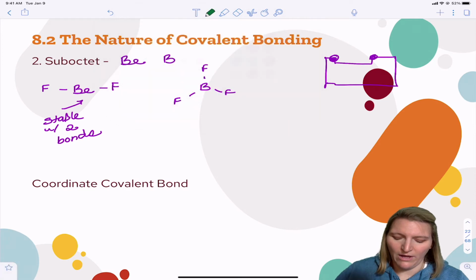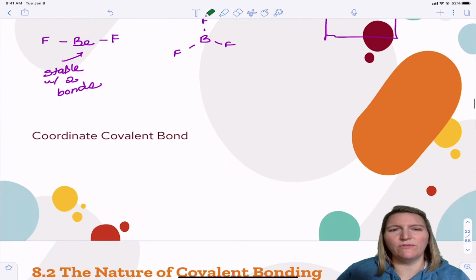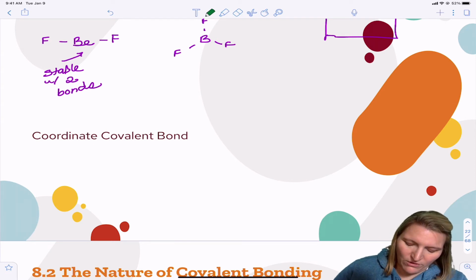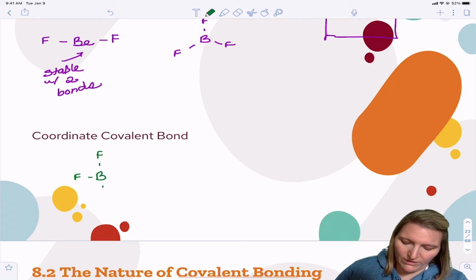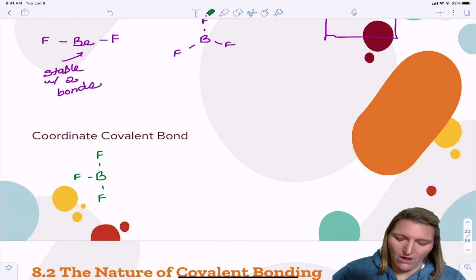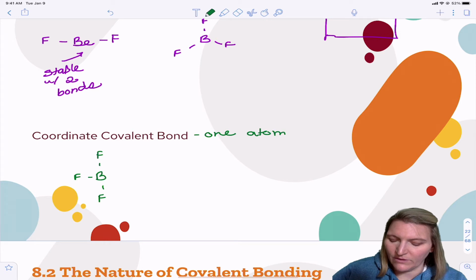This leads to another subset of covalent bonds, called a coordinate covalent bond. I just want to make sure that you have heard this term, because it becomes really important in advanced chemistry classes, but this is all we're going to talk about it here. A coordinate covalent bond is when one atom donates both electrons.